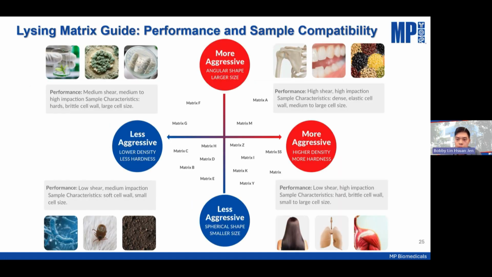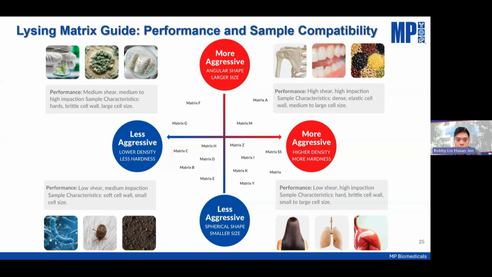Okay, so with all the different types of bead beating systems that we have, another important aspect of a successful homogenization is to look at what type of grinding beads you're using. In this case, we're looking at the different lysing matrices that we have to accommodate your sample types.